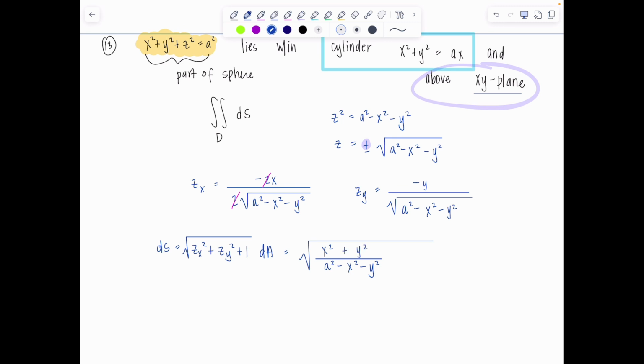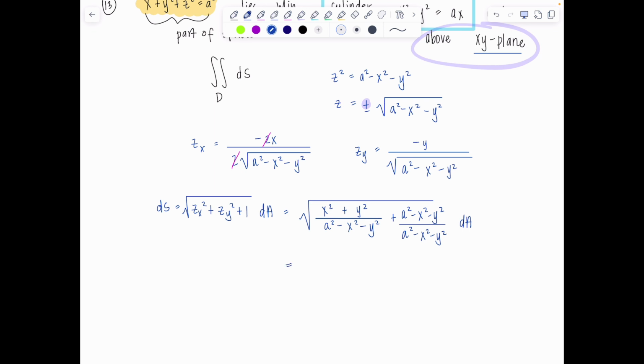Plus y squared over the same denominator, plus, isn't 1 a squared minus x squared minus y squared over the same denominator? dA. Good? Okay, and then what does this clean up to? A squared over a squared minus x squared minus y squared. So square root of a squared over square root of a squared minus x squared minus y squared dA, right?